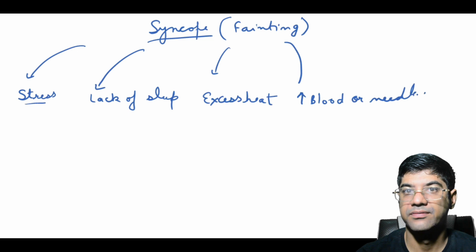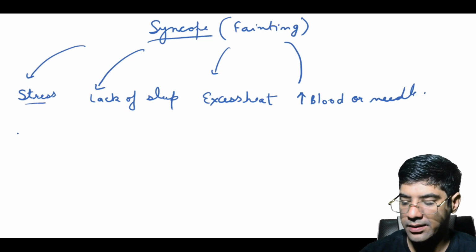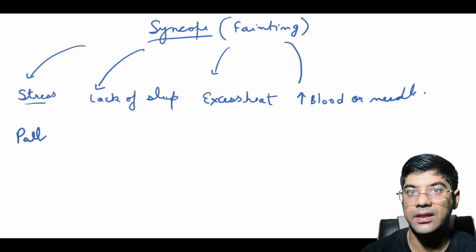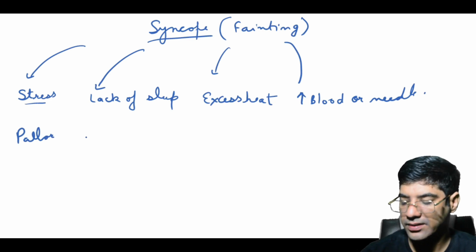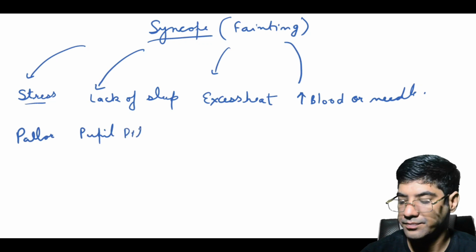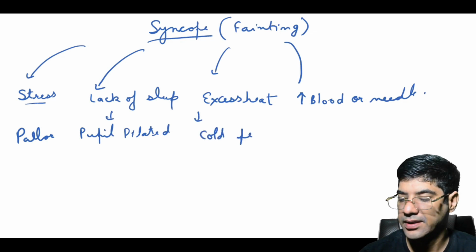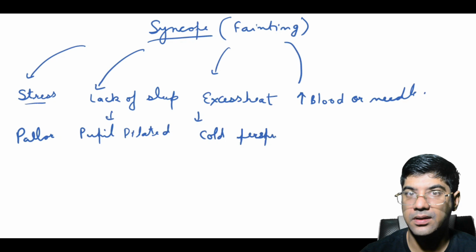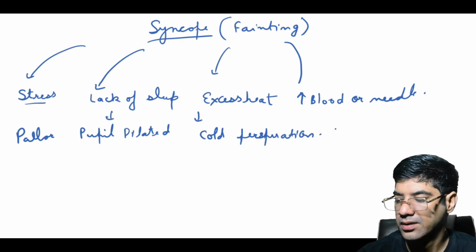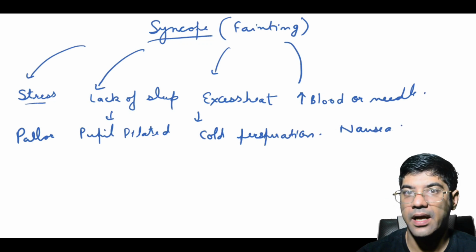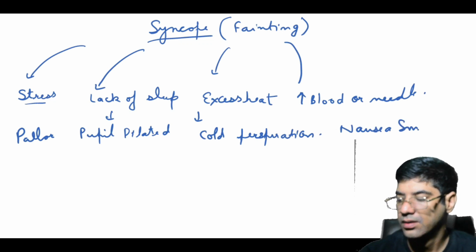Now what are the signs of syncope? You would see pallor of skin, the pupils are dilated, there is cold perspiration, nausea, and small pulse pressure.